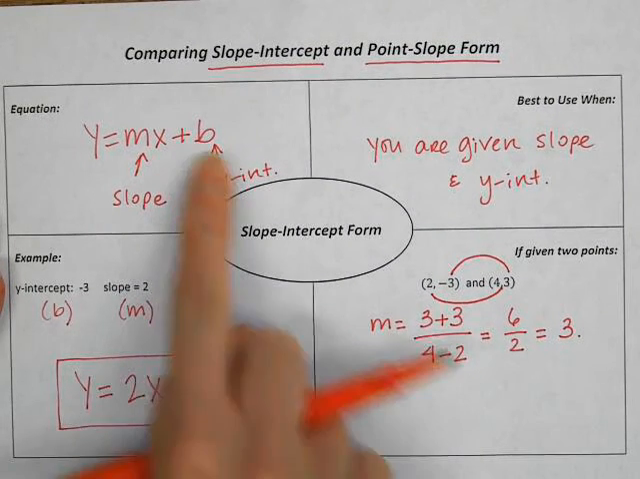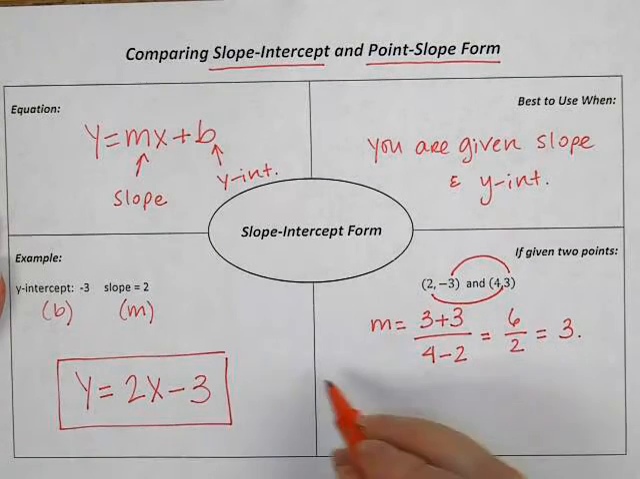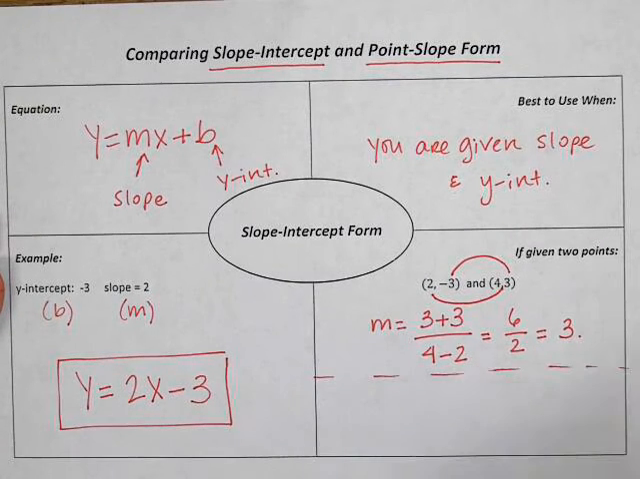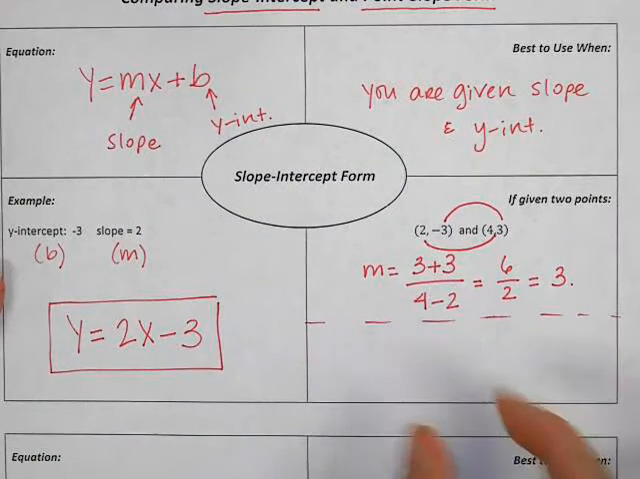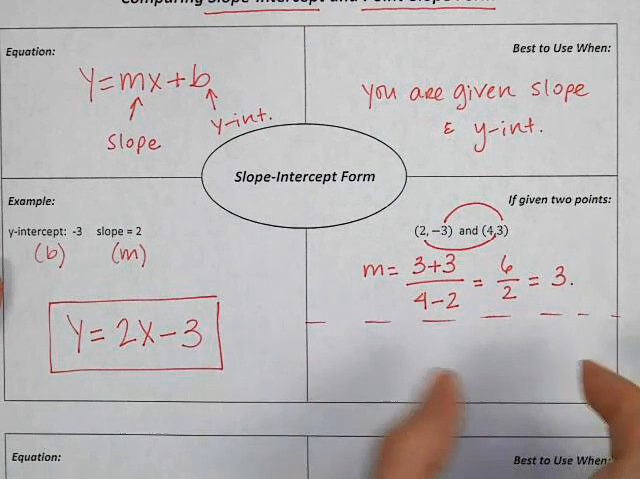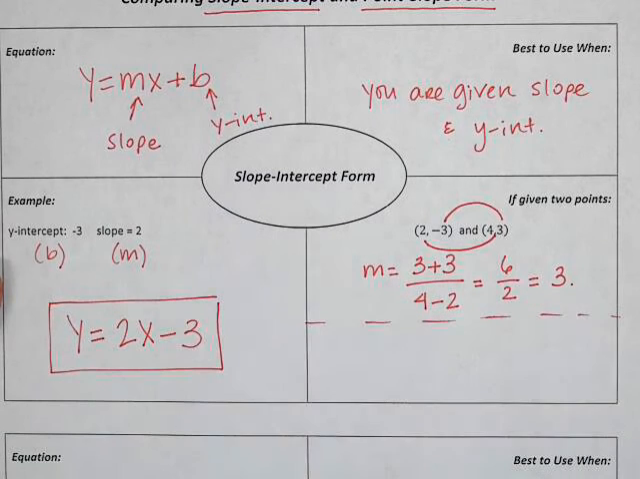So what are we going to do with that? So this one is not the best. I would not do slope-intercept for this problem, but if you had to, we're going to do it in point-slope and convert it to slope-intercept.